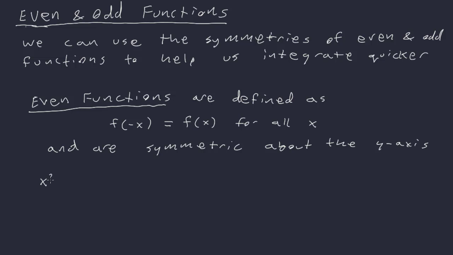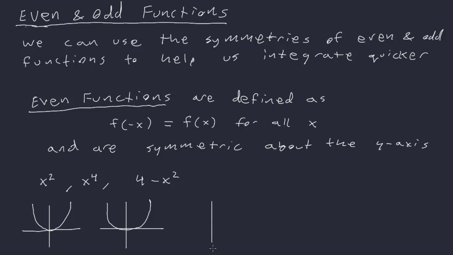So if you think about functions like x squared, x to the fourth, 4 minus x squared, these functions are going to be symmetric about the y-axis. So x squared makes a U, x to the fourth makes a sort of broader U, and 4 minus x squared is a parabola that just opens downwards. One I don't think many people think about is cosine. Cosine starts as a trig function oscillating here at 1.